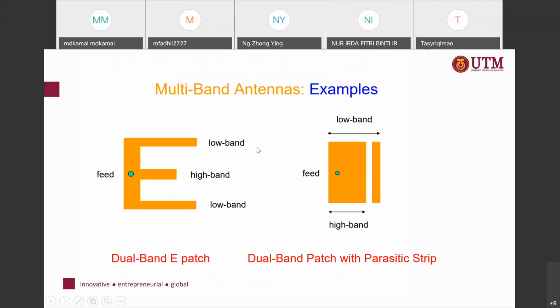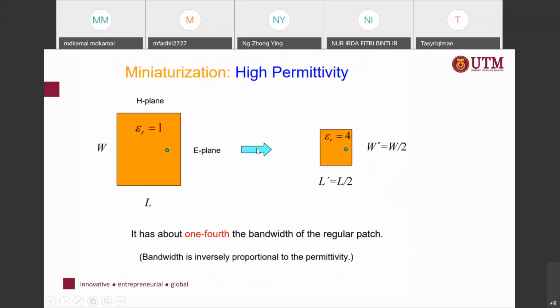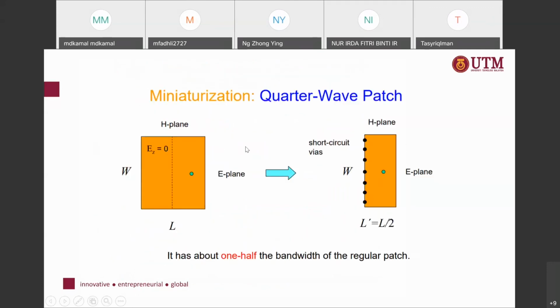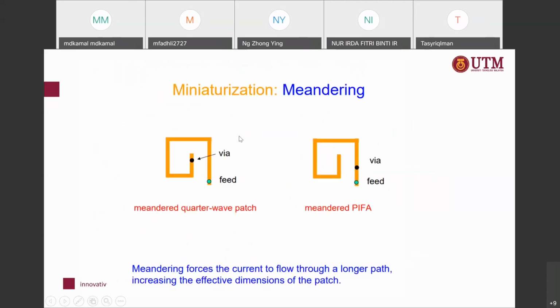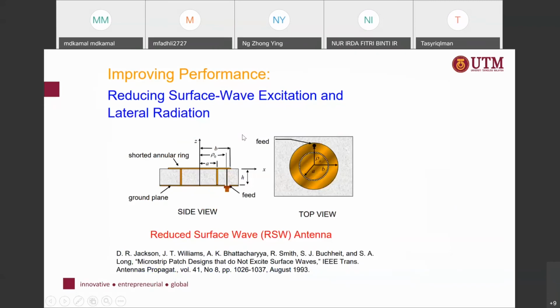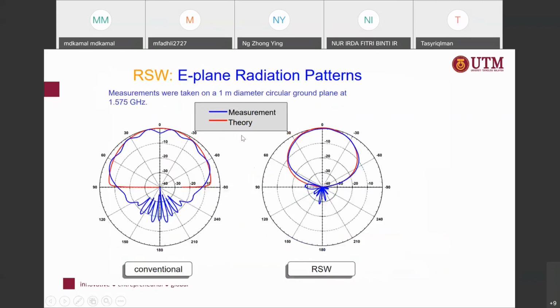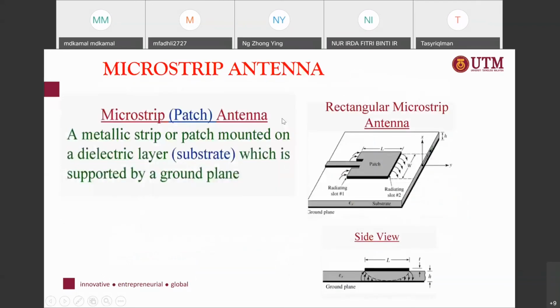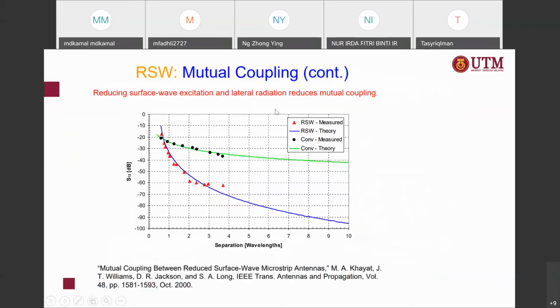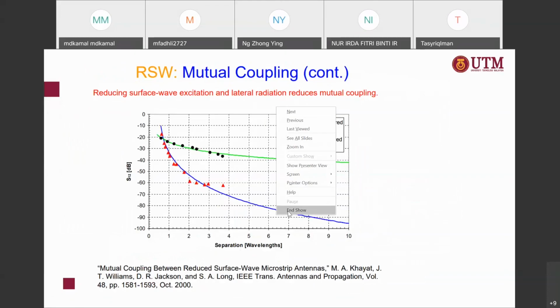Okay, so these are all multi-band antennas and miniaturization. This is just the extra notes I gave to you so that you can have a look, or if you want to find more in terms of this. All right, so that's all for this. I think I need to delete some of this. Okay.